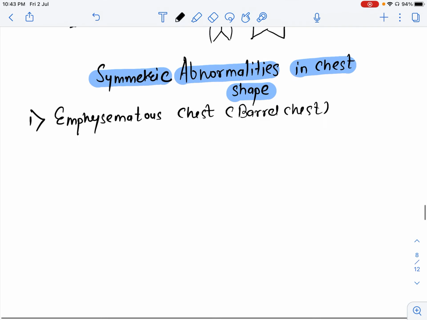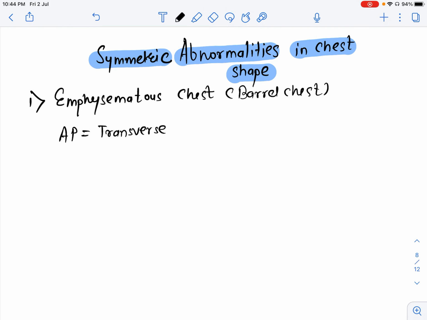So what are the characteristics? Here the AP diameter is equal to the transverse diameter. There are a few things that you should know about emphysema. Emphysema, obviously, is an obstructive airway disease. It is a congenital or acquired condition. In obstructive airway disease, the other important thing that we get is the smoker's lung. These smokers' or emphysematous lungs are overinflated or hyperinflated lungs.